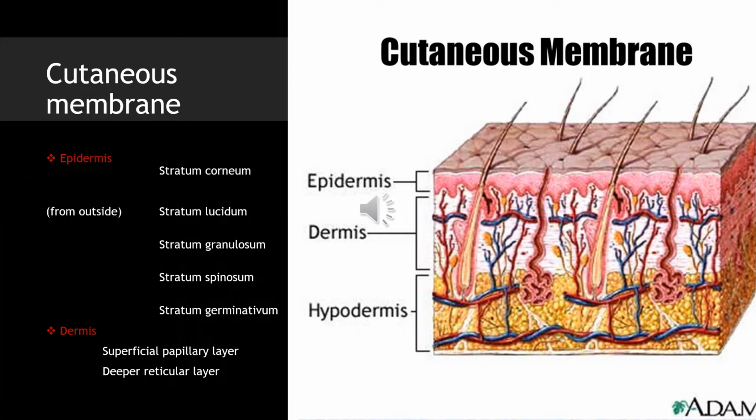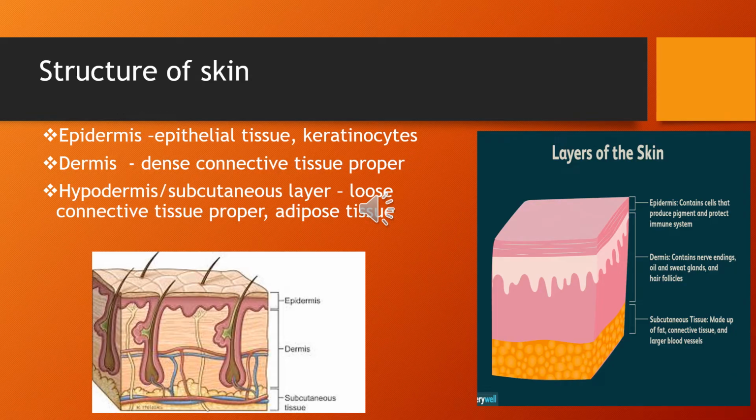So the epidermis and dermis form the cutaneous layer, and this epidermis is formed of cells called keratinocytes, and the dermis is formed of dense connective tissue proper. Below this cutaneous layer is the layer called hypodermis or the subcutaneous layer. And this layer is formed of loose connective tissue proper and adipose tissue.